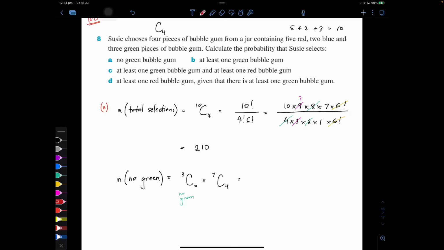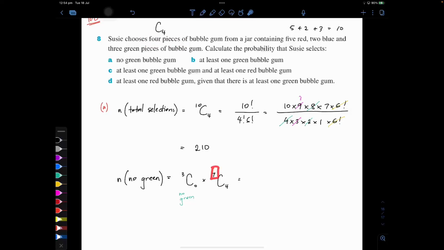Yeah, so why is it 4? 7 choose 4. Is there 3 green bubble gum? Yeah, but you're choosing none of them as green bubble gums. Oh, so you have to get the other ones. Yeah, and how many do you have to choose altogether? How many pieces? 4. You have to choose 4.